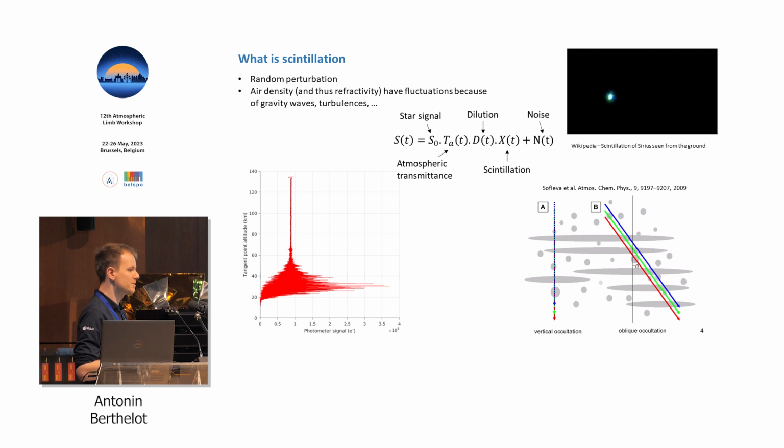GOMOS had a fast photometer, working at 1 kilohertz, to measure scintillation and actually help them mitigate its effects. And you can see here how fast it oscillates and how strong this can be. So the good thing is it's a random perturbation, so if you integrate over a slightly longer time, then of course the effect gets smaller.